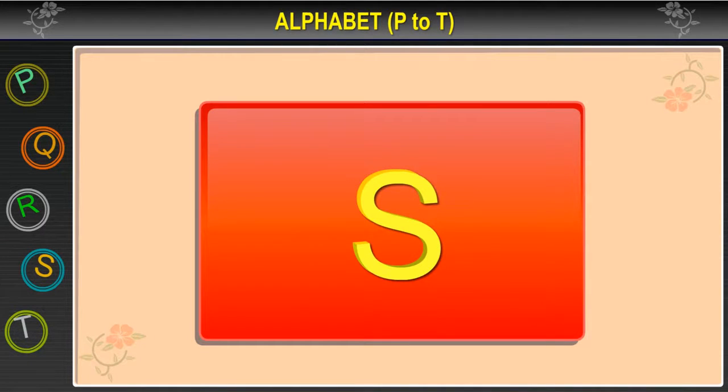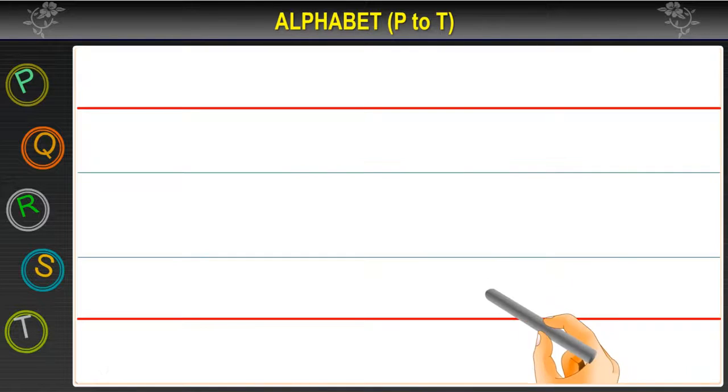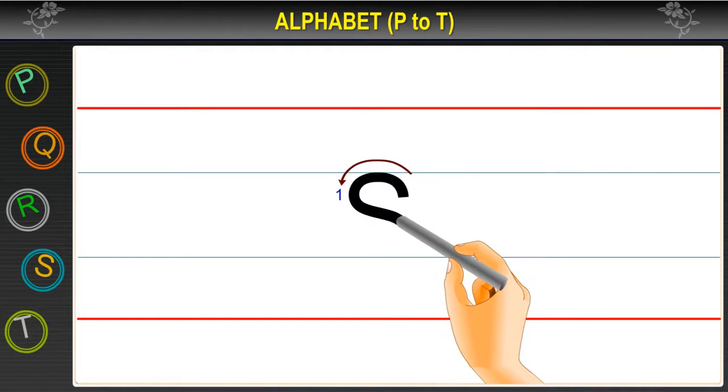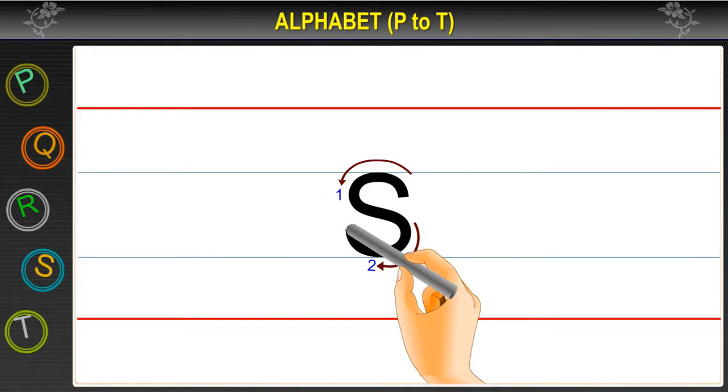Small s. Draw a right curve from first blue line to middle of the two blue lines. From there, from the end of the right curve, draw a left curve to touch the second blue line. This is small s.